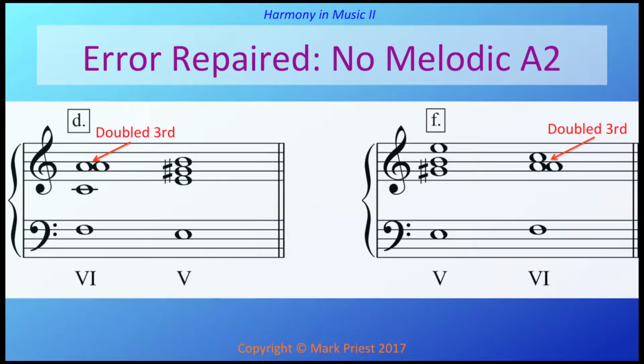How do we get rid of the melodic augmented second? Easy. The previous video discussed how, in a dominant to subdominant or 5-6 progression, or the reverse, 6-5, we simply double the third of the sixth chord instead of its root. Listen.